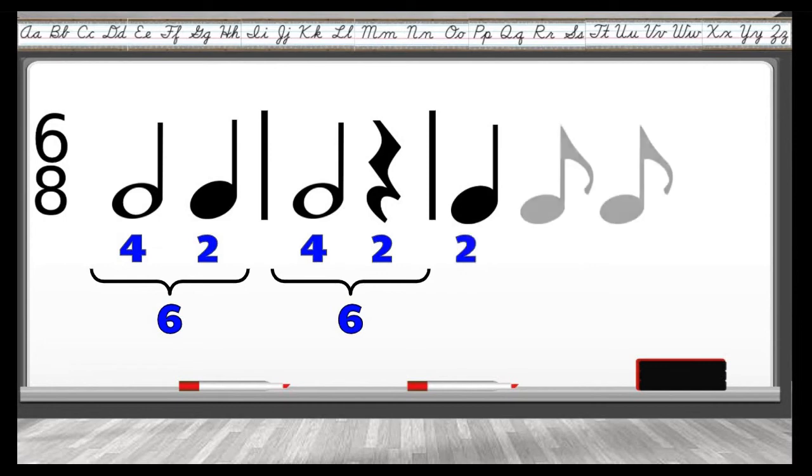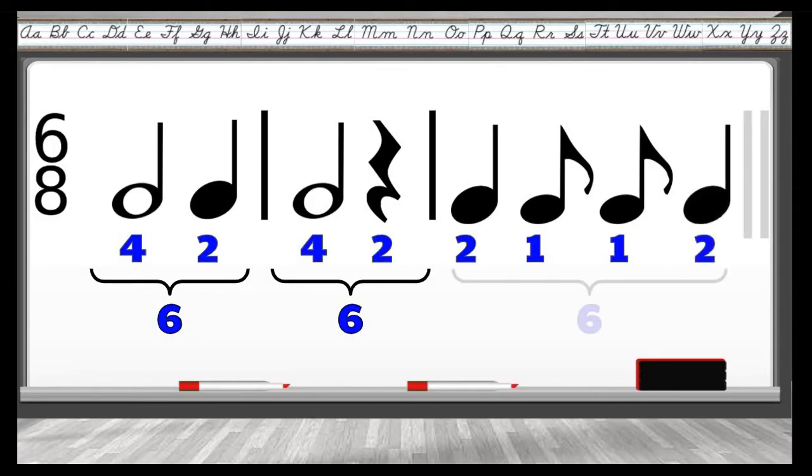Then let us insert 2 eighth notes. Each eighth note receives 1 beat. And another quarter note to make 6 beats. That's it! We now have a rhythmic pattern in 6/8 time signature. Let us try another.